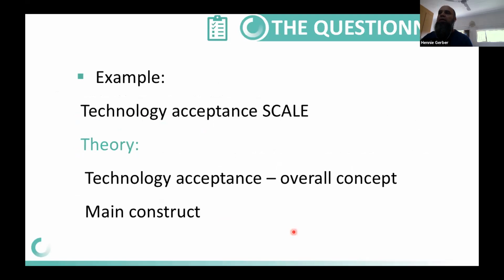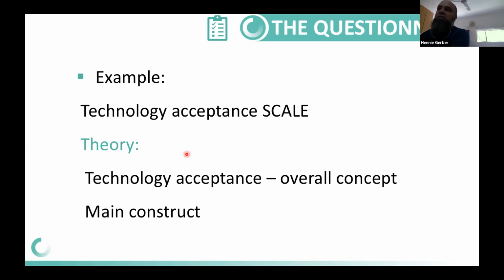Okay. Let us look at an example, the questionnaire. We look at the technology acceptance scale. So what is important in validation is you always validate to something. So if we validate the construct, we validate the constructs to this technology acceptance. That's the main construct or the main issue we're looking at. And then what are the valid constructs of technology acceptance? This is coming from theory.